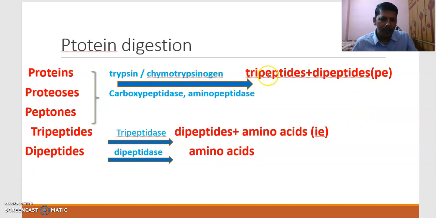Now the tripeptides are converted to dipeptides and amino acids. Tripeptidase is present in intestinal juice, which converts tripeptides into dipeptides plus amino acids. Now the dipeptides are converted to amino acids by the enzyme called dipeptidase, which is also present in intestinal juice, and finally amino acids are formed. Amino acids are the end products of protein digestion. What are the end products of protein digestion? Amino acids. Okay, next slide.